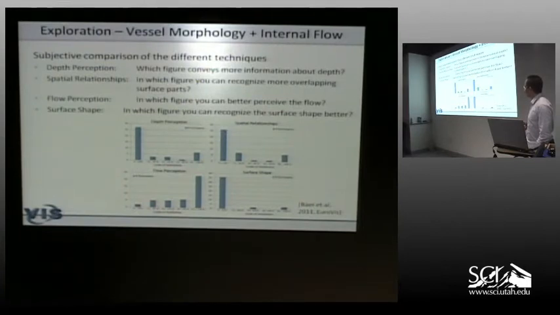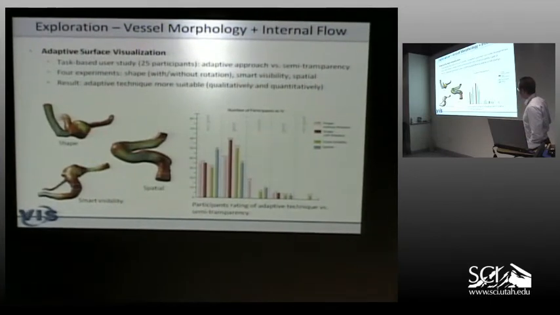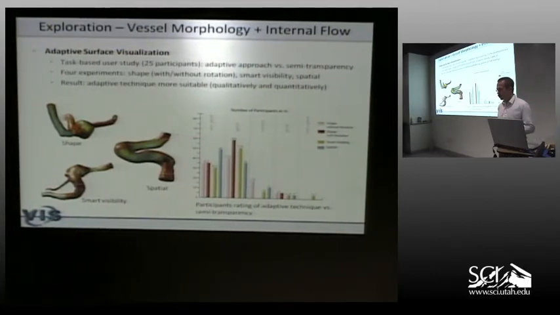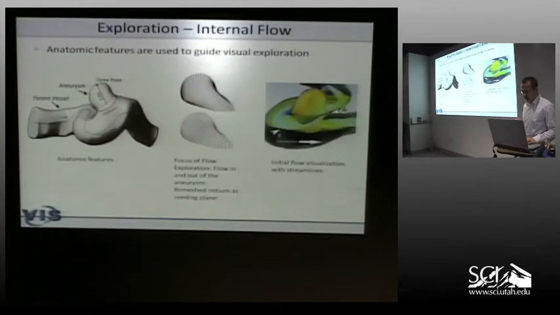In order to investigate this in more detail, we came up with a perception-based study where we asked users a couple of questions related to depth perception, spatial relationships, what is in front, what is behind, also flow perception and surface shape. That was Alexandra's work presented at EuroVis this year. For example, for shape perception, we asked users to adjust such a gauge figure in order to make it correspond to the local surface normal. That is a quite often used technique for shape perception. Or for example, in this image, we asked the user to assess which of these portions is closer to the viewer. And it could be shown in this study indeed that the smart visibility derived variant was better.